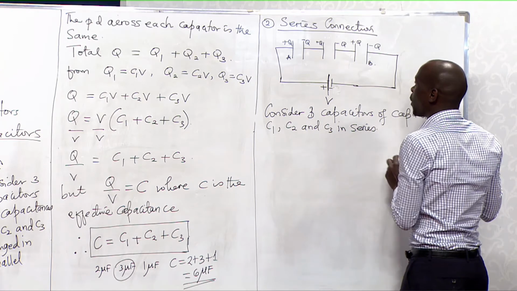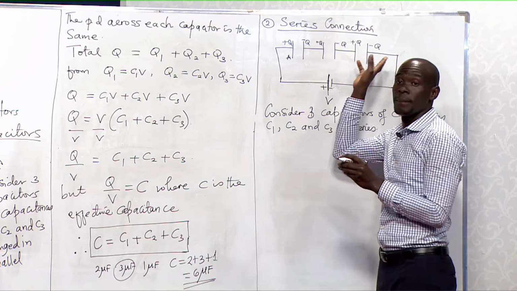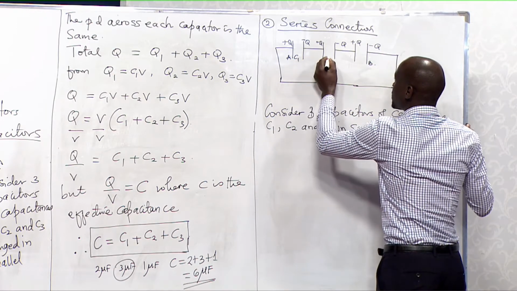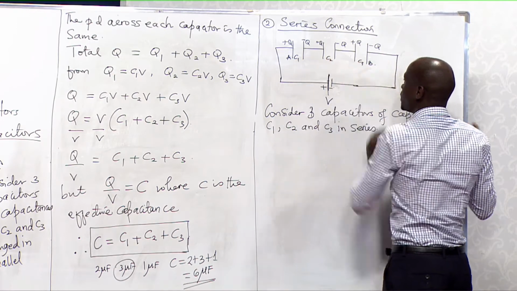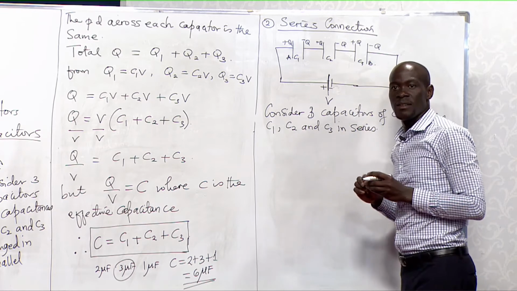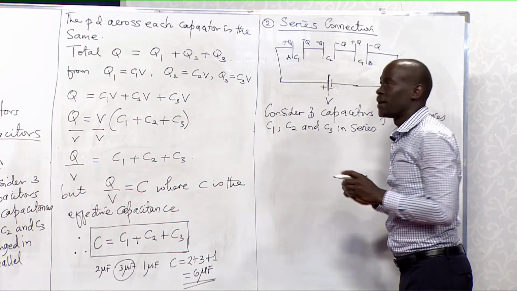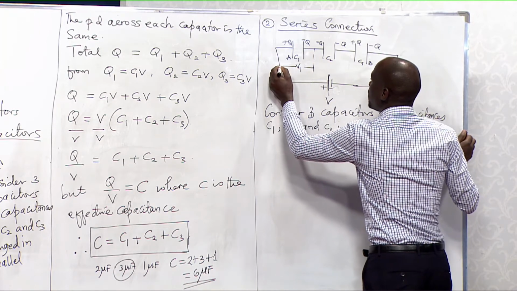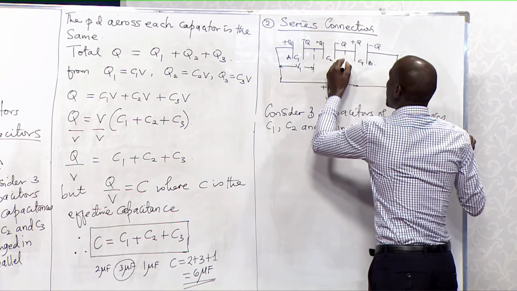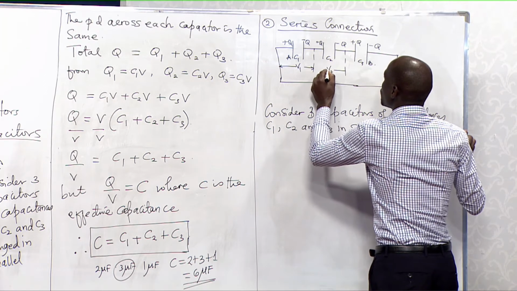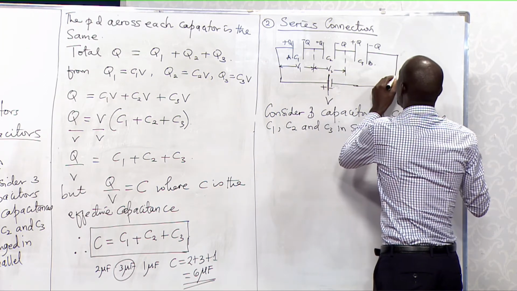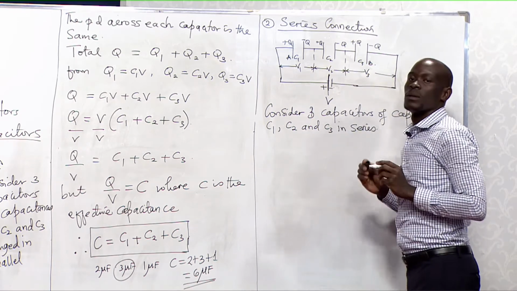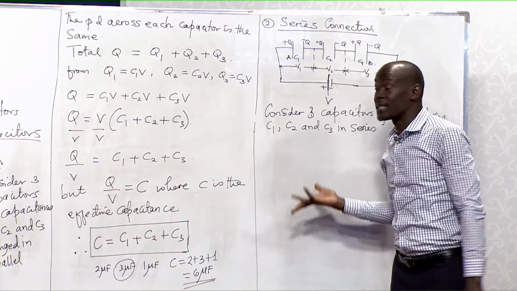Okay? Now we have discovered that the charge on them is the same. However, the capacitances are different from what we have just stated. Now, because the capacitances are different, what does that imply? The voltages will also be different. So PD across this can be V1, PD across this can be V2, and PD across this can be V3. Okay? So what does that imply?